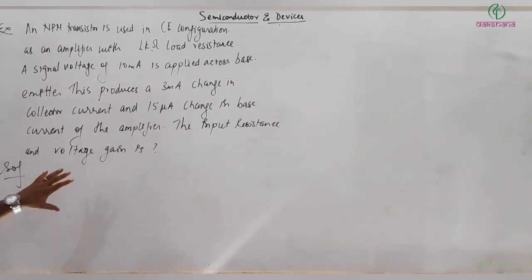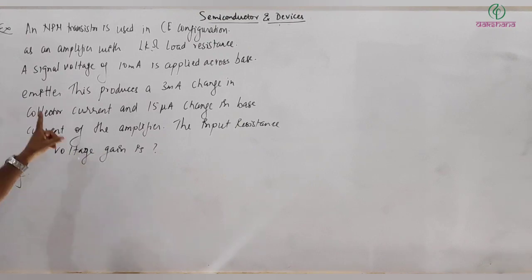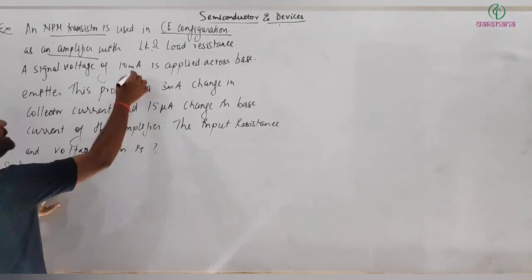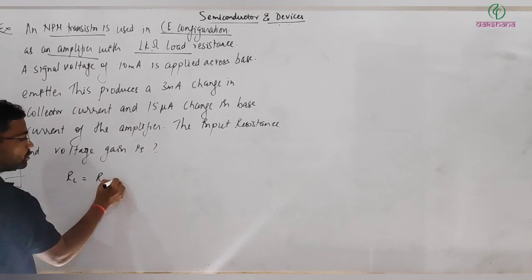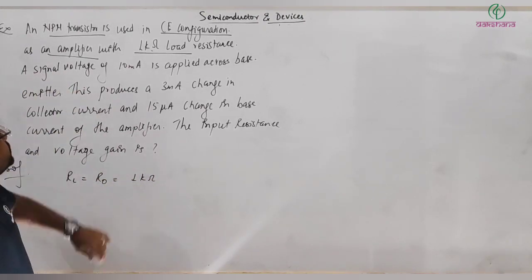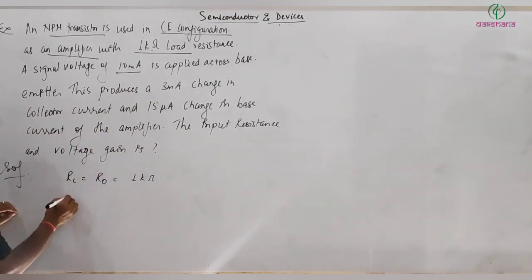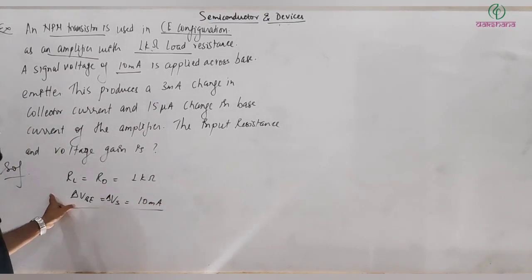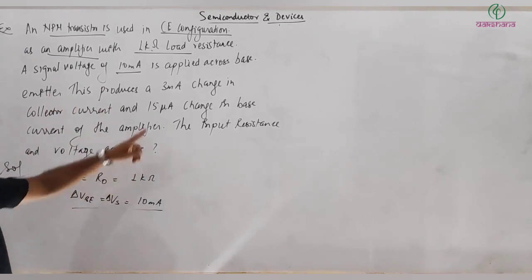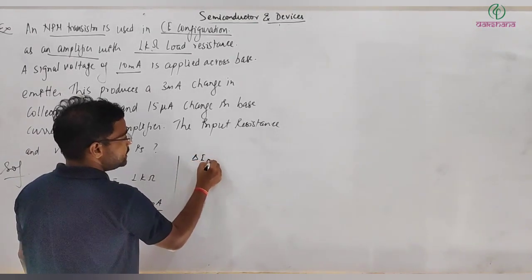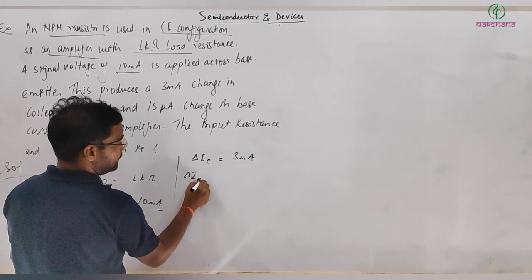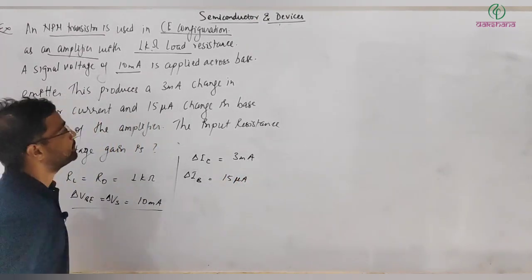Okay, so let's see the next problem, also from a previous JEE Main paper. Let me first read the problem. An NPN transistor is used in common emitter configuration as an amplifier with load resistance, that is, output resistance, of 1 kilo ohm, and a signal voltage of 10 millivolt is applied across base emitter. So delta VBE, the delta V signal, is 10 millivolt. This produces a 3 milliampere change in collector current, so delta IC is equal to 3 milliampere, and a 15 microampere change in base current, so delta IB is also given as 15 microampere.